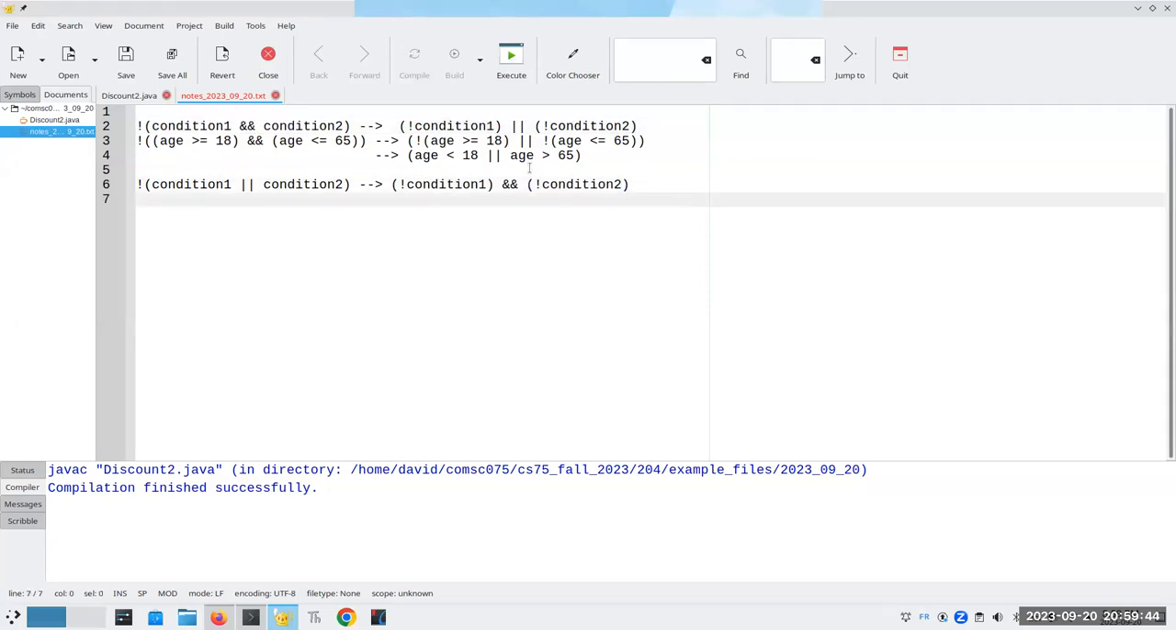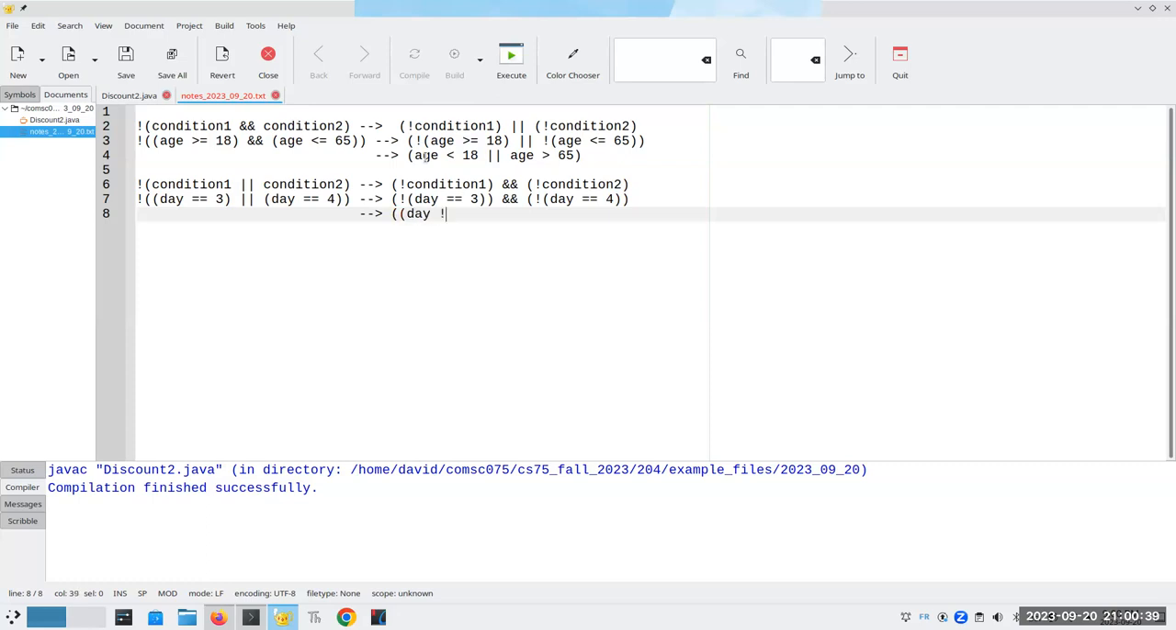Let's do an example of this. I want the not day equals three or day is four. Those are my two conditions. Take my first condition and make it a negative condition. My second condition, I take the opposite of that and I change the or to an and. And that works out to day is not equal to three and the day is not equal to four.